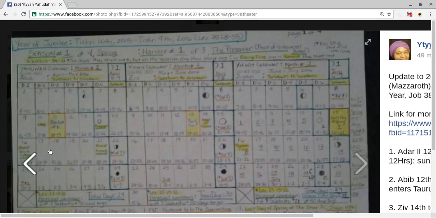Also, your sheaf wave offering will always be on Abib 16th. Even Josephus confirmed this. The New Testament as well as the Old Testament will confirm this. Even my YAHUWAH Bible Dictionary confirmed this. But the most important thing, as long as Yahuwah's word confirmed this, your sheaf wave offering will always be on Abib 16.